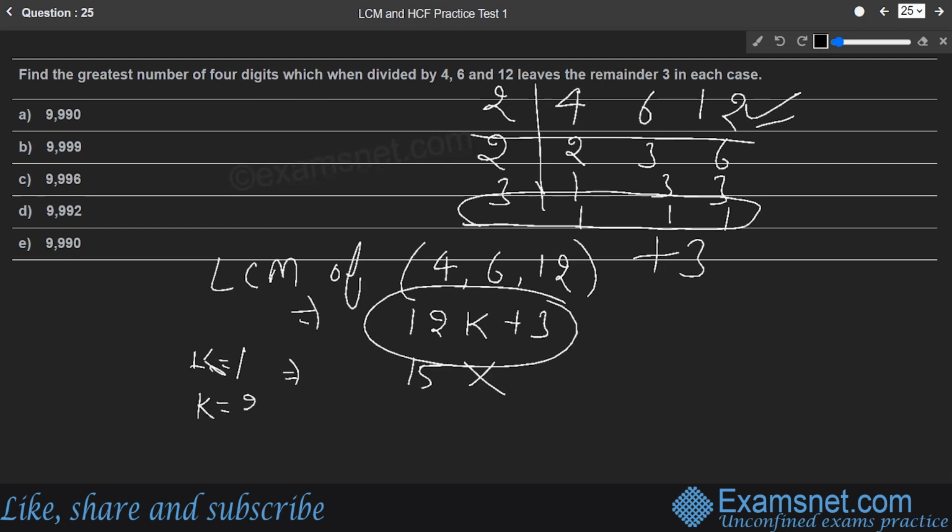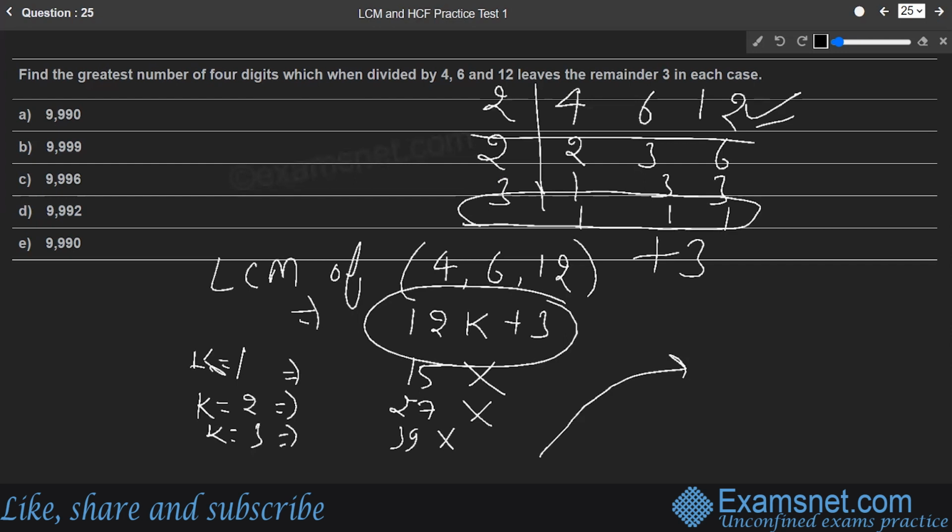Then we can have k equal to 2. That will give me 12 into 2, that is 24 plus 3, that is 27. That is also not a 4 digit number. K equal to 3, 12 into 3 is 36 plus 3, that is 39. That is also not a 4 digit number. So we have to keep going like that, incrementing the k value 1, 2, 3, 4, so we can have a blind guess.